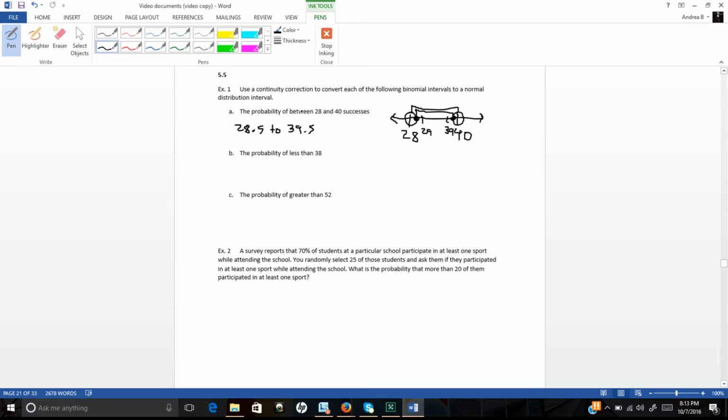So once again, since we're going between 28 and 40, that means we're not including those. The first whole number being included would be the 29, and the last one included would be 39 in that interval. But since we have to adjust it here, we need to go out just a little bit further for the normal distribution than those first values that were included in the binomial. So that's why we went down to the 28.5 and up to 39.5.